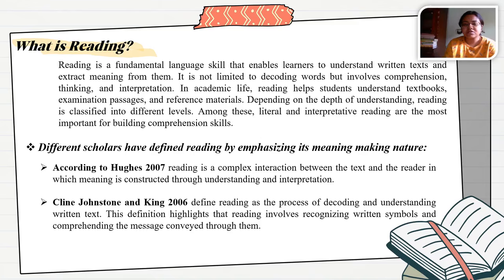Several scholars also explain reading in this way. According to Hughes, reading is a complex interaction between the reader and the text where meaning is constructed. On the other hand, Klein, Johnston, and King in 2006 defined reading as a process of decoding and understanding written text. This definition highlights that reading involves recognizing words, symbols, and comprehending the message conveyed through them.